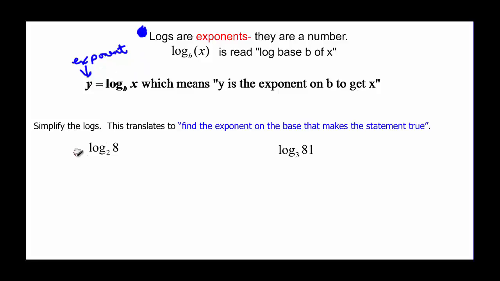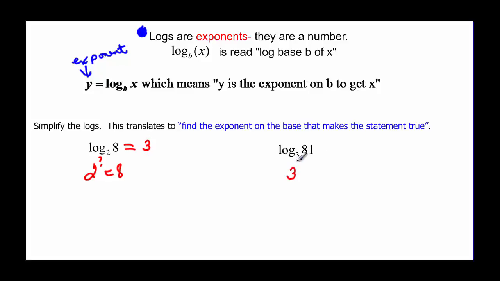So we want to simplify these logs, and remember it translates to: find the exponent on the base that makes the statement true. So if I have log base 2 of 8, I'm really saying 2 to the what is going to be equal to 8. And we all know that, hopefully, or you could always calculate it yourself, 2 times 2 times 2 is 8. So 2 to the third. Log base 2 of 8 is equal to 3. That's the exponent on 2.